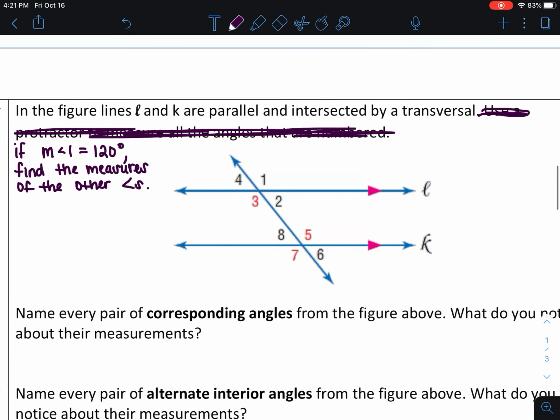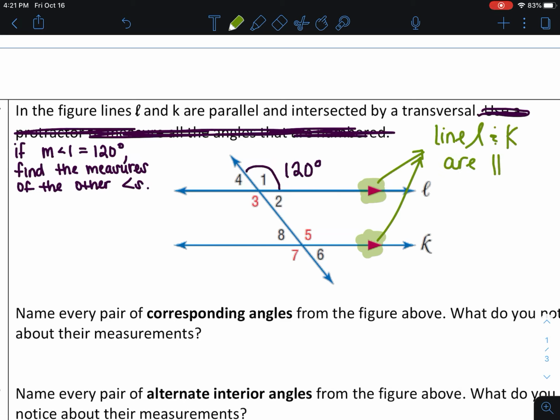Okay, so I'm going to change up the instructions for this particular part of the notes. So if the measure of angle 1, actually I'm going to do it like this, angle 1 is 120 degrees. And before I even continue, I want you to notice these markings. Those markings mean that these lines are parallel. So lines L and K are parallel. And again, that means parallel.